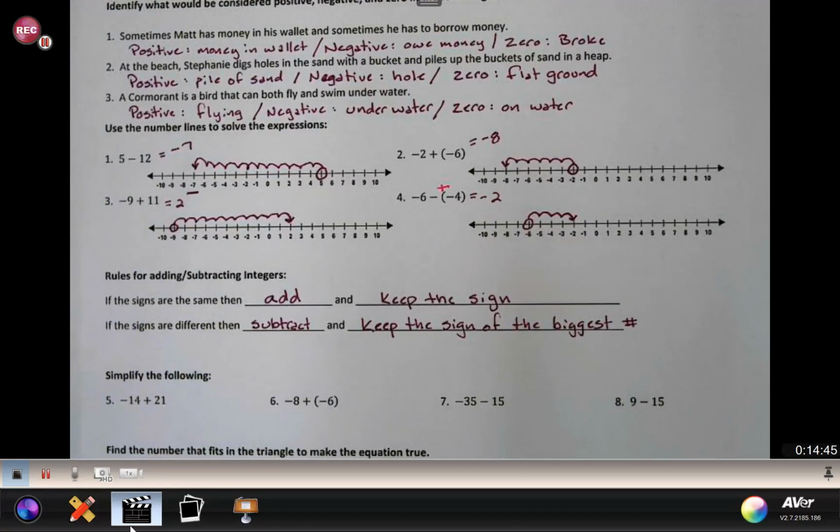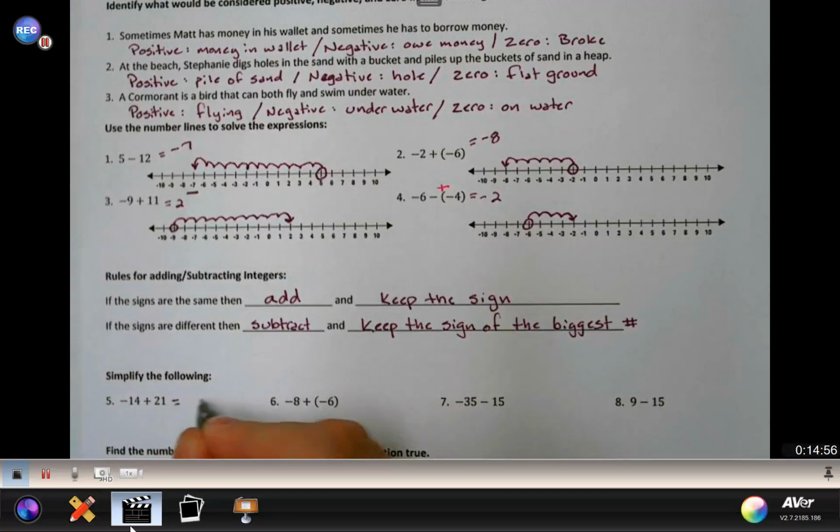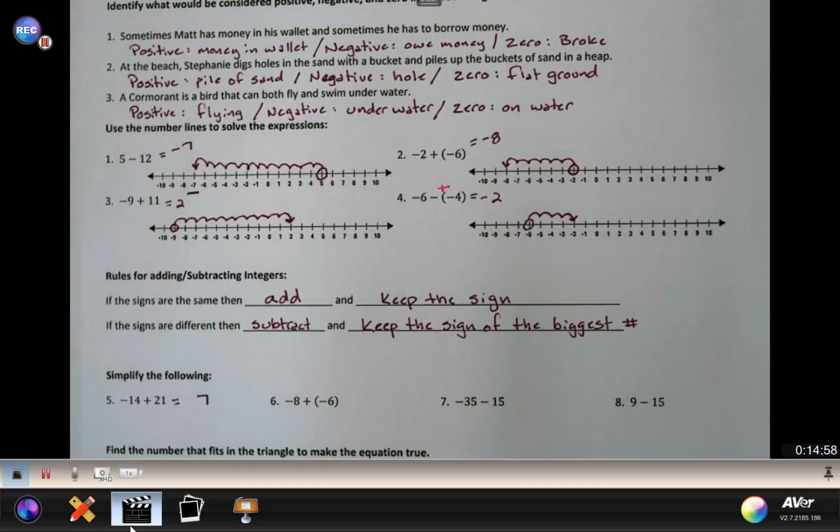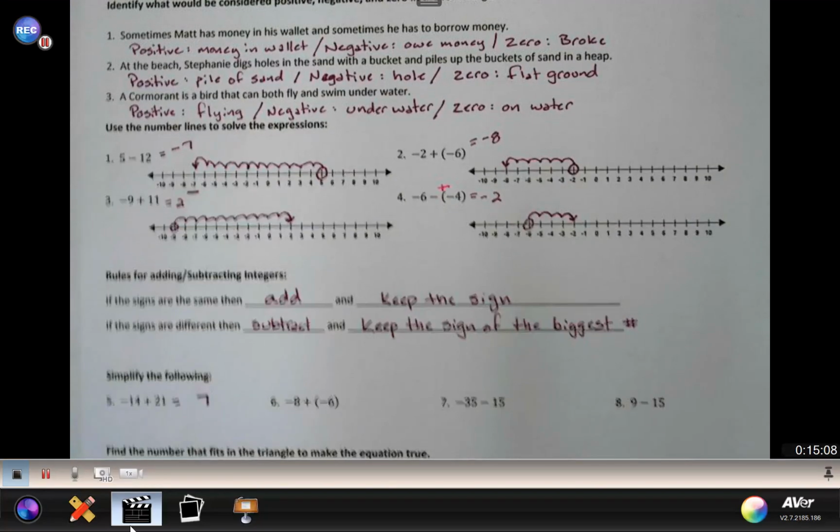So when we're looking at this next one, 1 is negative, 1's positive. They have different signs. We're going to subtract those two numbers. So the difference between 21 and 14 is 7. And now I have to decide, is this a positive 7 or a negative 7? 21's bigger than 14, so I keep the sign of 21, which is positive. So my answer is positive 7.